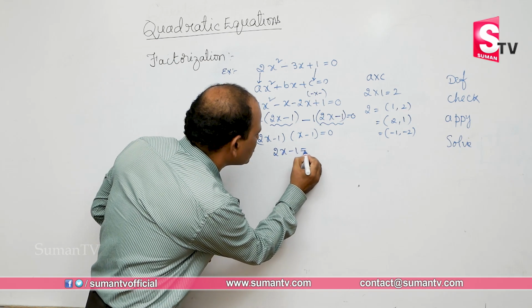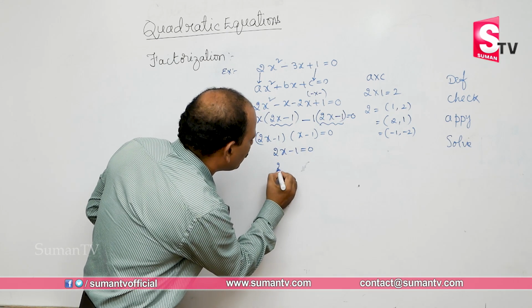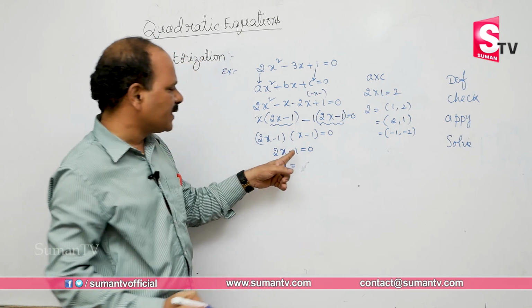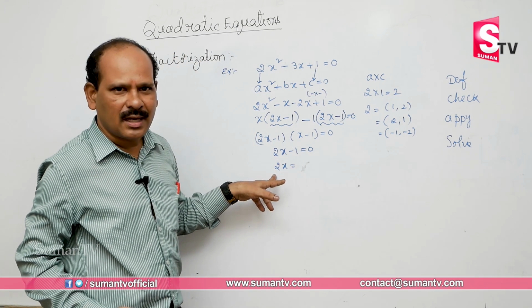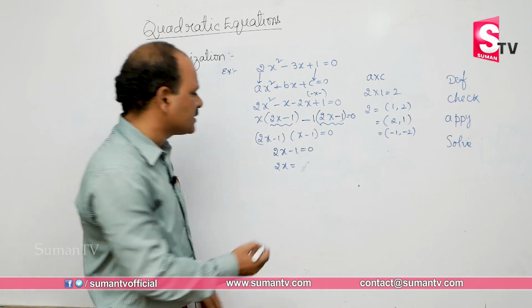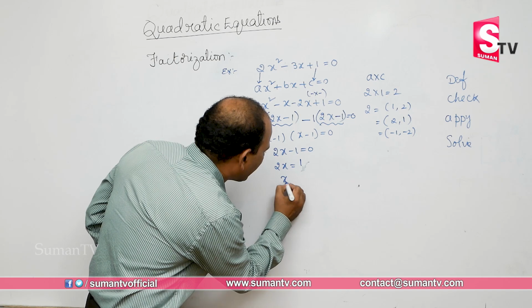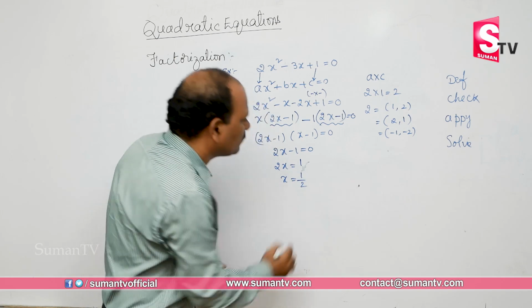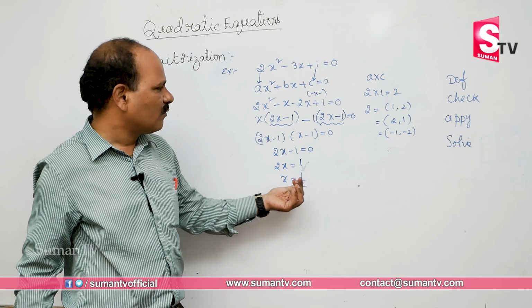2x minus 1 is equal to 0. 2x is equal to, send this minus 1. Why? Because I want only the x term. I want to find out the x value. So the term minus 1 I am sending to the right side. So it is equal to 1. x is equal to 1 by 2. Here the value of x I got is 1 by 2.